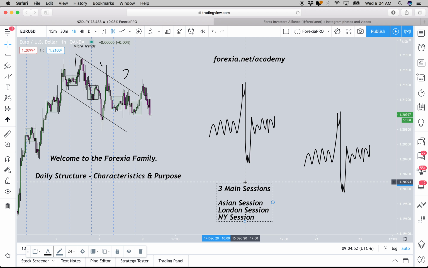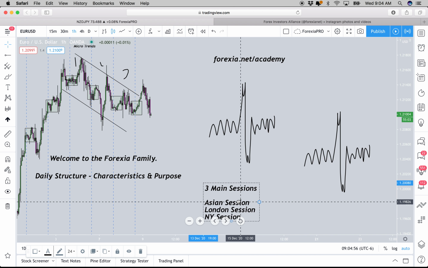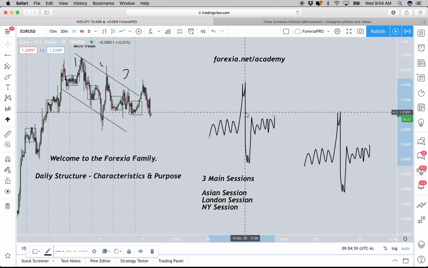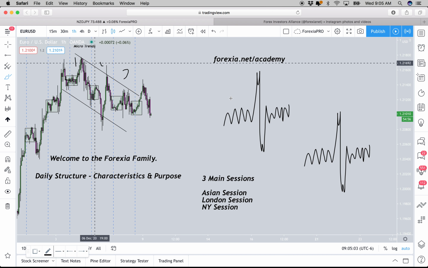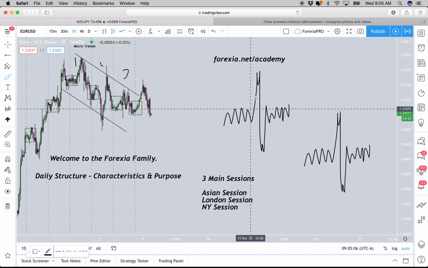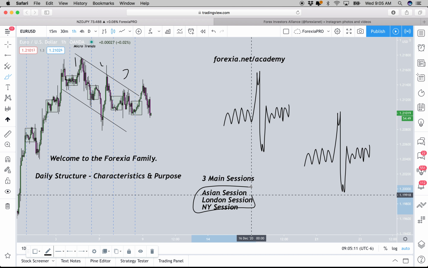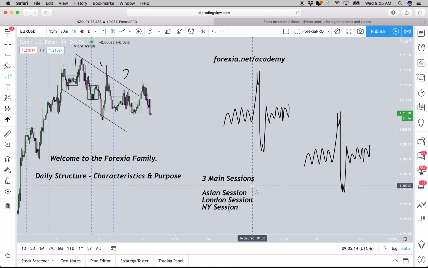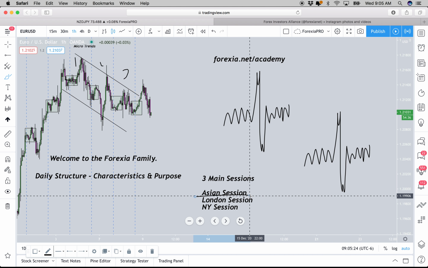Because each and every one of these sessions has a specific characteristic, just like how the daily structure has its characteristics. And actually, the daily structure's characteristics are presented by these session changes. The session changes are what cause these characteristic shifts in the daily structure. So, Asian session, this is the first session of the day.